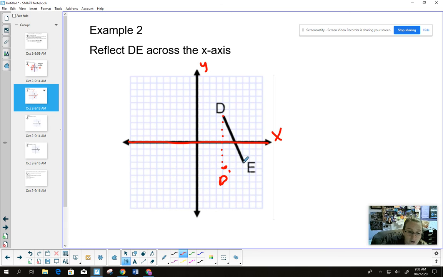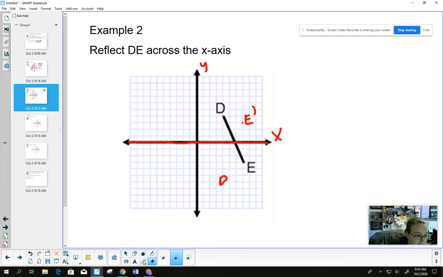Now E is up here. I am once again going to count towards the mirror. We always reflect over the mirror. So how many points away from the x-axis, from our mirror, is E? 3. We have 1, 2, 3. I count 1, 2, 3. There is E prime. So again, don't get confused by all these dots.